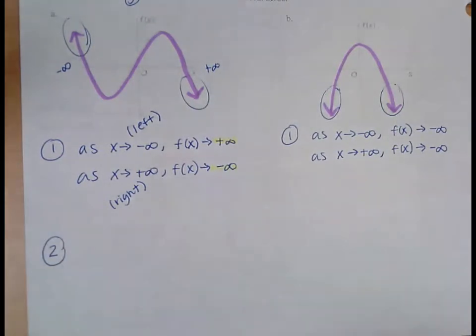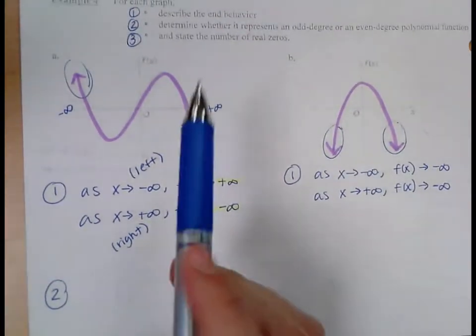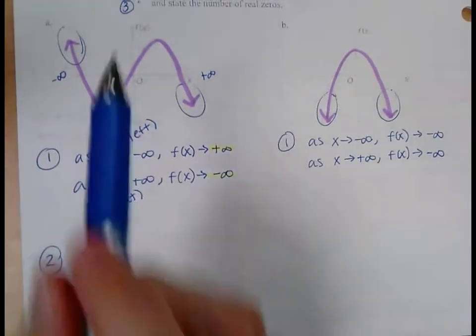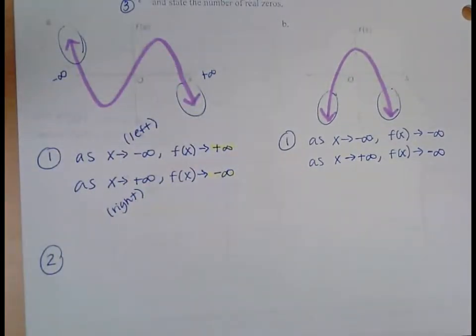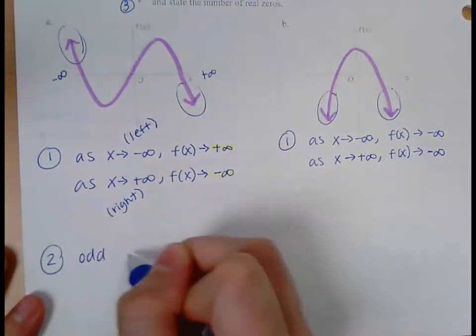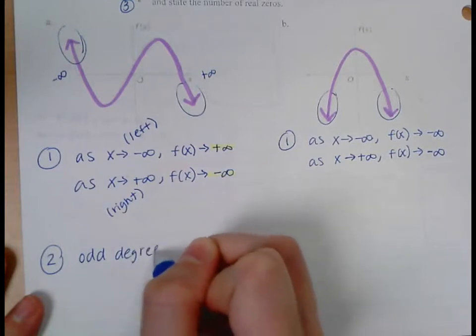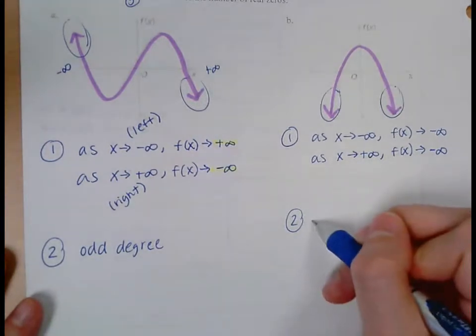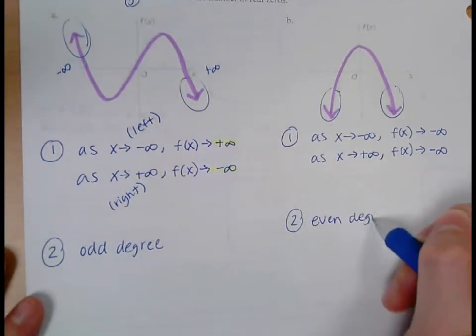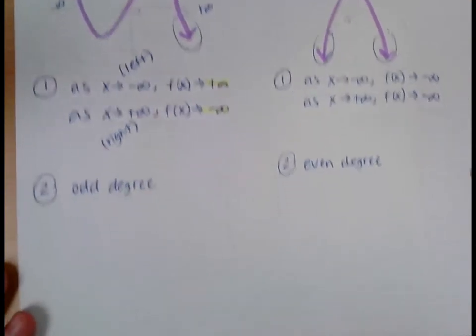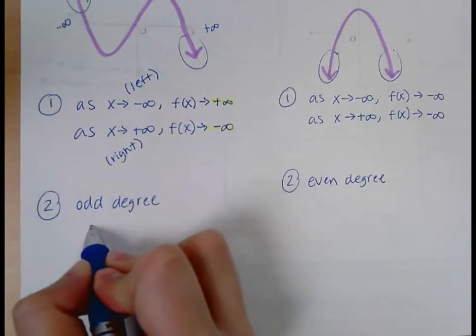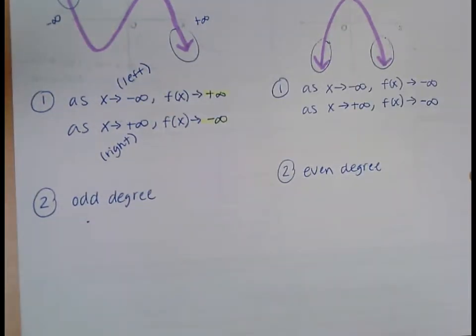All right, then for the second question, it says determine whether it represents an odd or even degree. What would you say for A? Is A odd or even? Odd. What about for B? Even. It doesn't ask you to explain why, and actually, I mean, you could write it for both. Just for A, there's two different reasons you could give as an explanation for why.